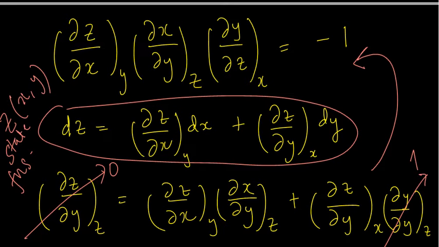I can independently vary z along the x direction. I can independently vary z along the y direction. If that cannot happen, if somehow x and y are correlated, they are not independent, then it will be difficult to write such a thing. So you said that if z is a function of x and y, then it's a state function.